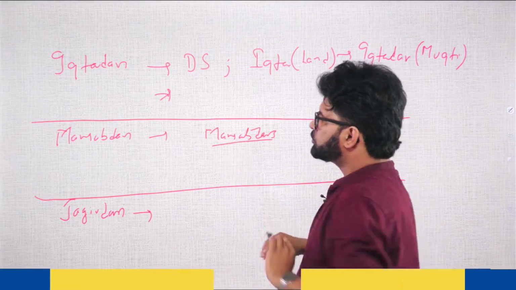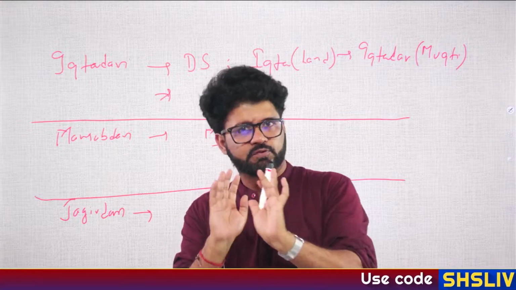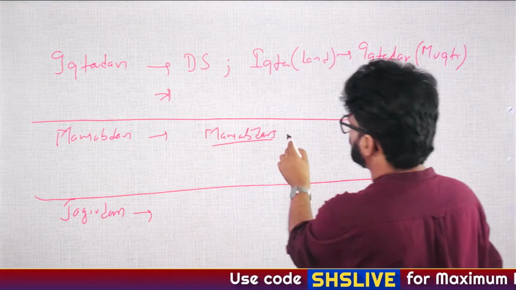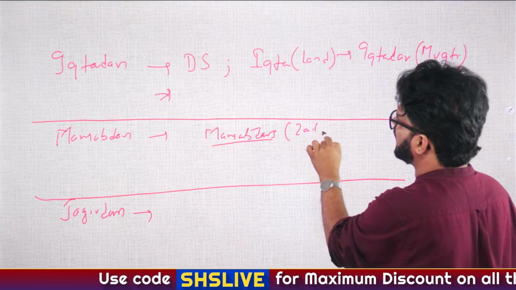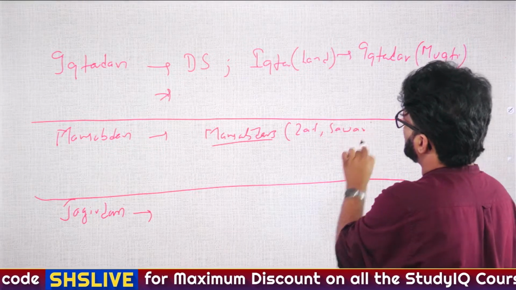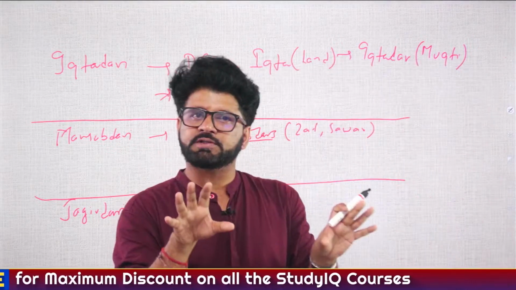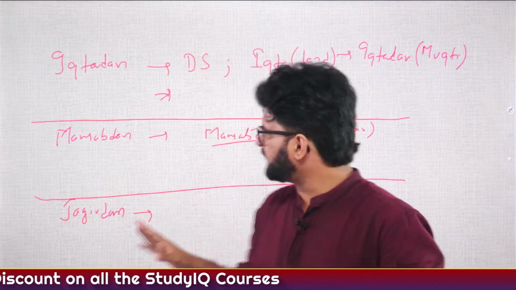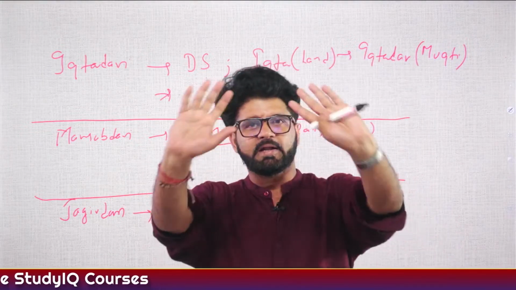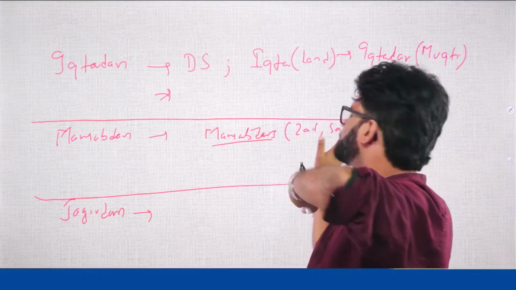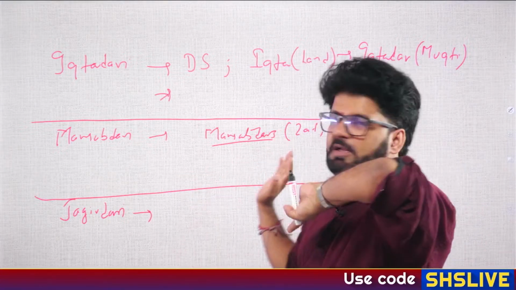Mansabdars. So Mansabdars are the names of the officials in Mughal period. What they have to do is they have to maintain something called Jat and Sawar. So Jat and Sawar means they have to maintain some horses, they have to maintain some horsemen. That is their work. Good Sawar in Hindi. So Mansabdars, fine.